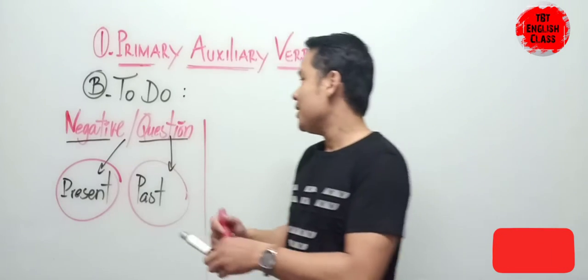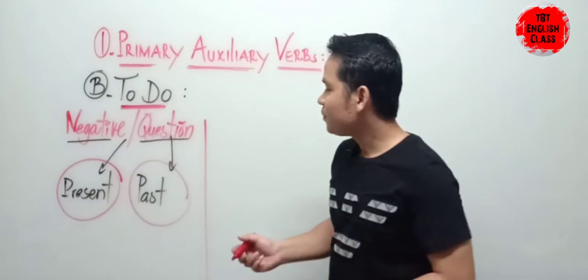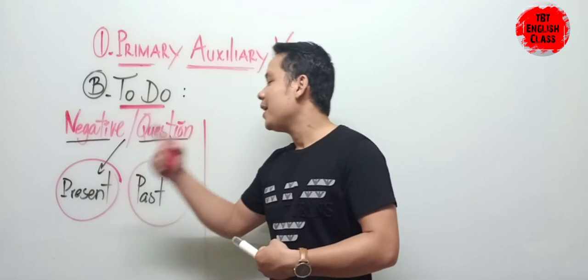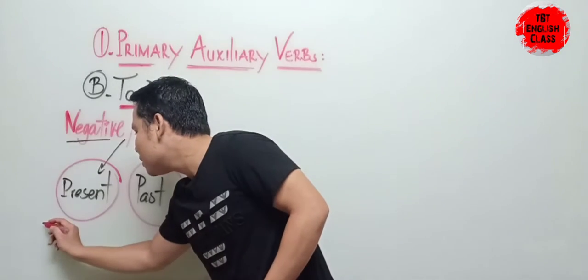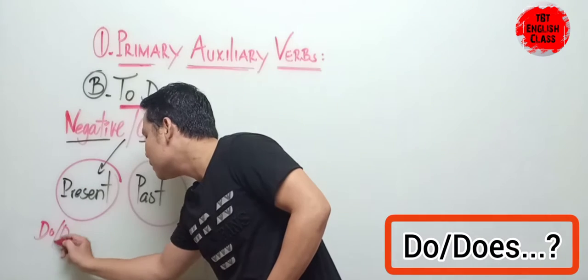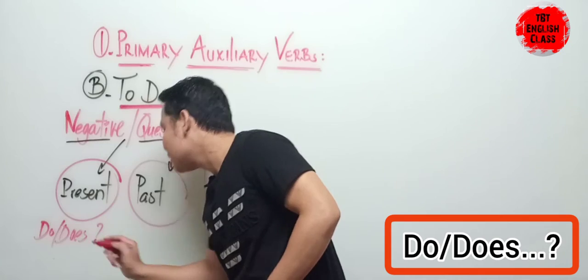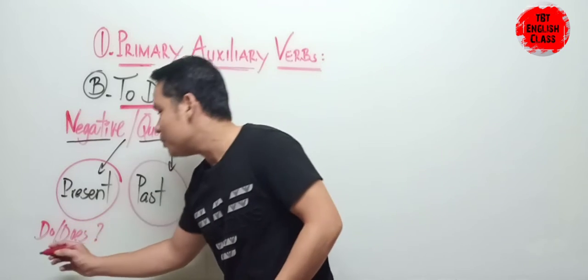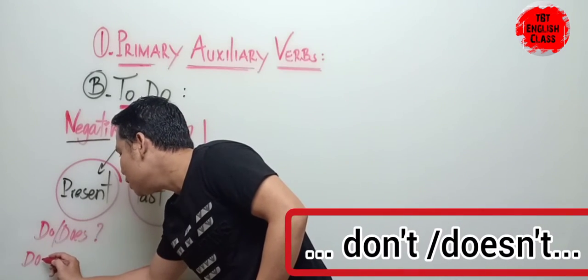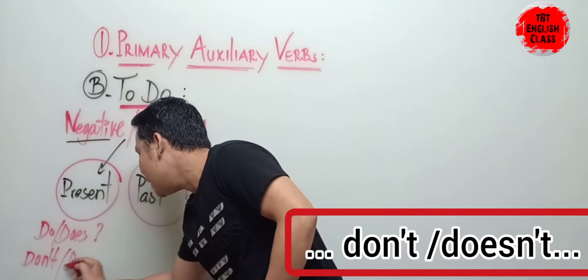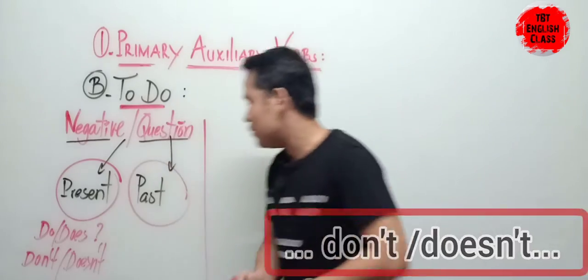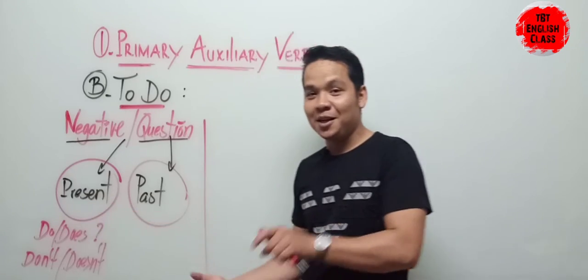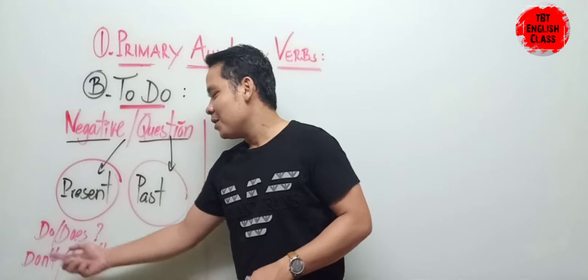And what is the type of primary auxiliary verb do? You see, verb to do that we use to make a simple sentence negative or question in present, we use what? Do or does. Okay? This one, question form. And when we want to change a simple sentence in present time to be negative, we use do not, or we say don't, does not, or we say doesn't. This one. Okay, so when we talk about present form, and then we want to change a simple sentence to be negative or question, we use do or does, don't or doesn't.